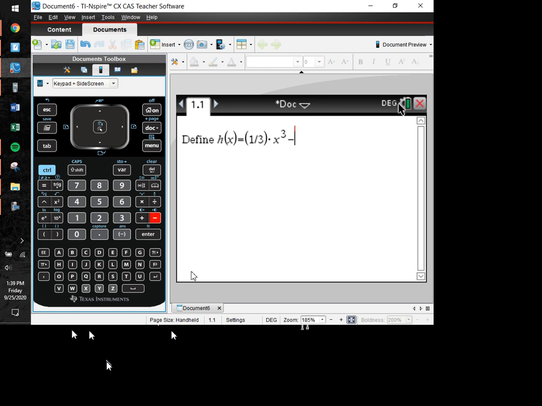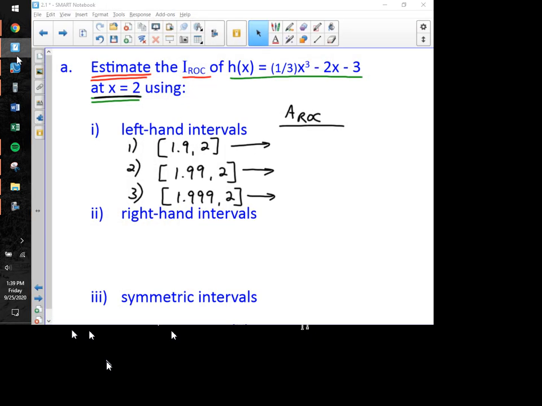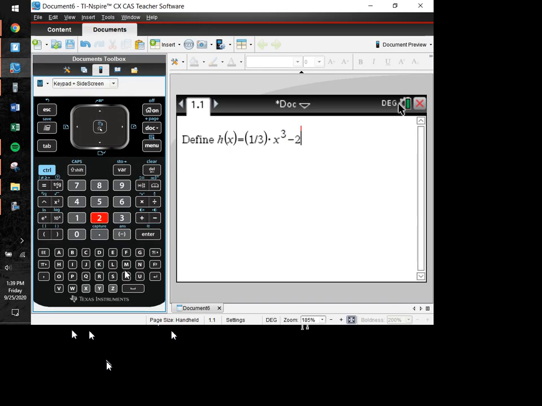And then we had what? So 1/3 x cubed minus 2x minus 3. So a minus 2x minus 3, and all you have to do now is hit enter, and you'll notice it rewrote things a little bit for me. It changed my 1/3 into a stacked fraction just to make it look a little bit prettier. So okay, there's h of x.